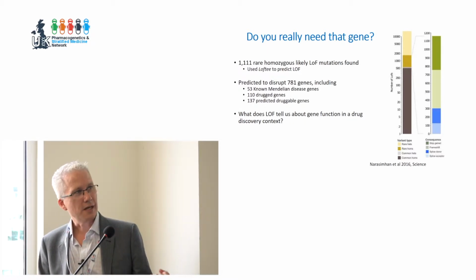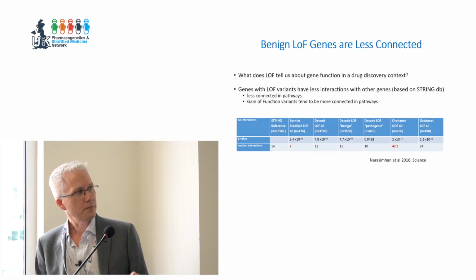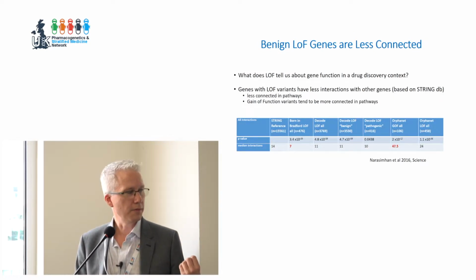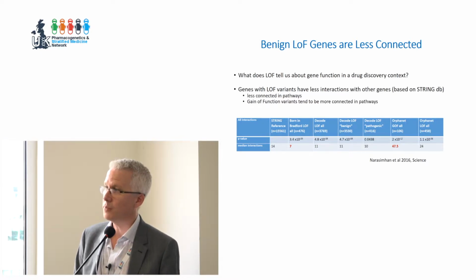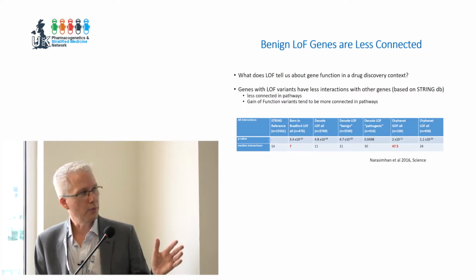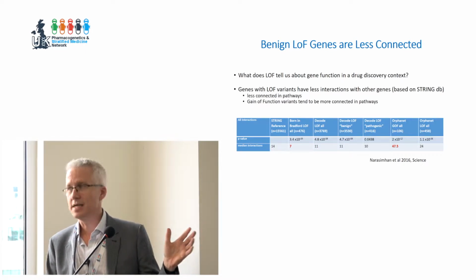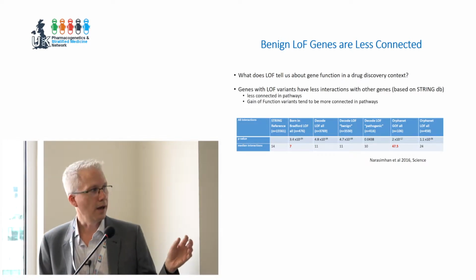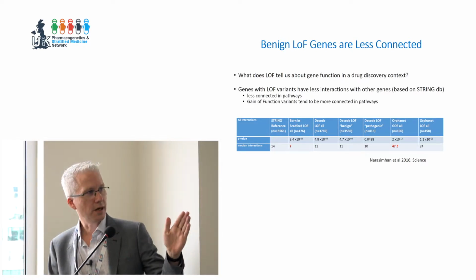So what does this tell us about drug discovery? So we actually did some work for this manuscript, and one of the first things we looked at is what are the properties of these genes that have benign loss of function. And we analysed the STRING database, which is a database of known protein-protein interactions.